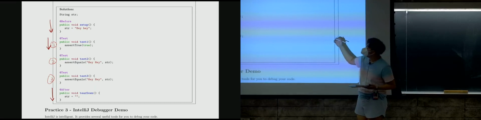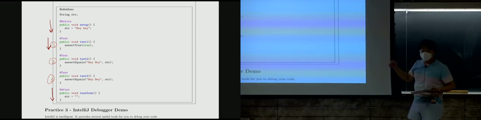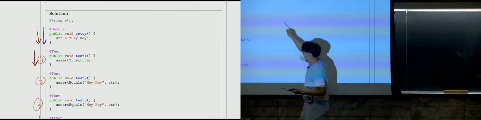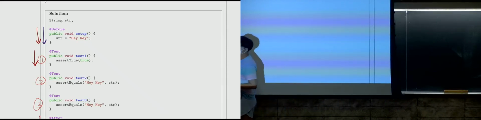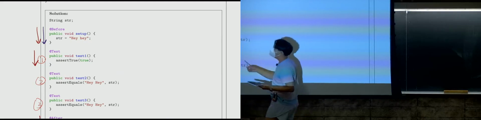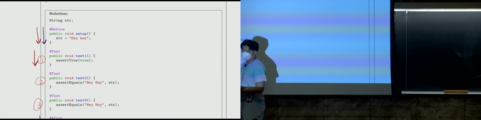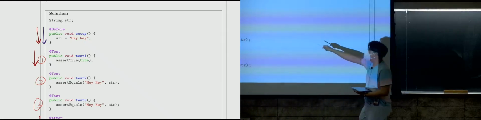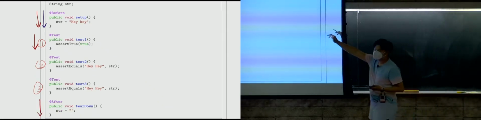So raise your hand if you think it's the before. Yeah. Why? Yeah. So before is run every single time with the test. After I finish test 1, before is run again. So you cannot assume that the state is carried on. So before initializes the string to hey hey every single time it runs a test. And then what's next, after we run the before for the test?